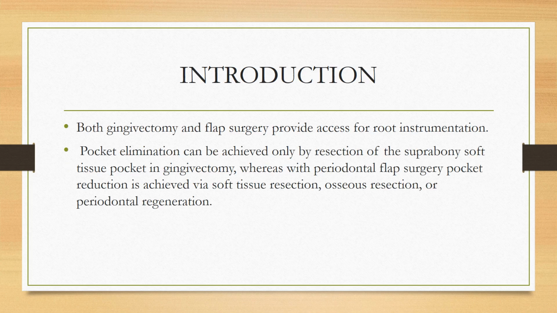So coming to the introduction, both gingivectomy and flap surgery provide access for root instrumentation. Pocket elimination can be achieved by resection of the suprabony soft tissue pocket in the case of gingivectomy, whereas in periodontal flap surgery, pocket reduction will always be achieved through soft tissue resection, osseous resection, or periodontal regeneration.